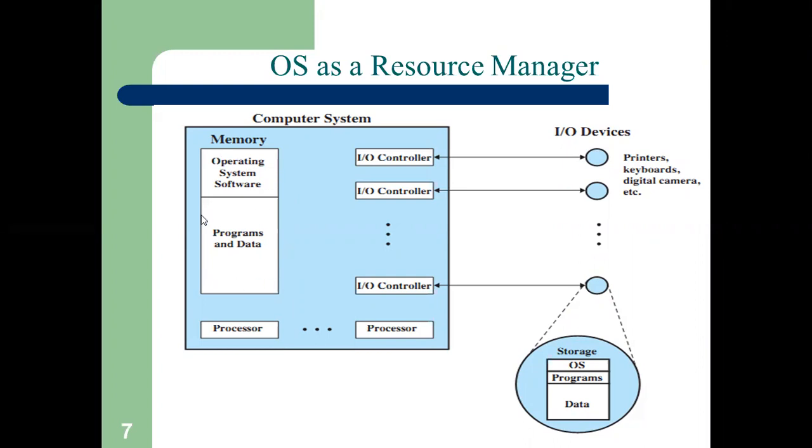Now you can see the position of the main memory. At the upper level, the operating system software resides. Whenever we boot or start our computer, the operating system first goes to the main memory, so it resides here. This is the area occupied by the operating system. At the lower block, you can see programs and data.